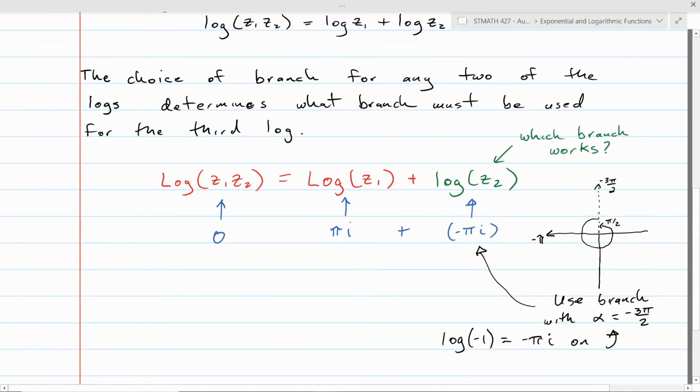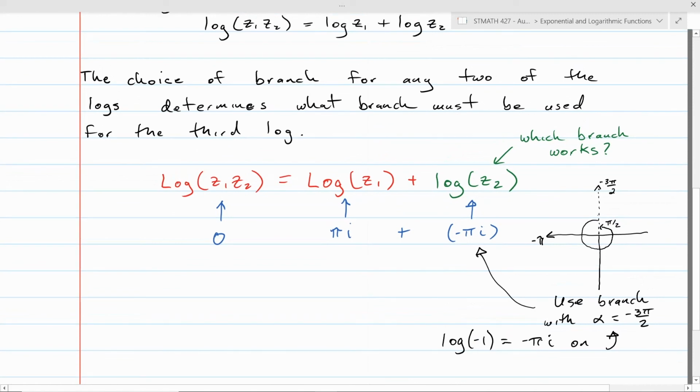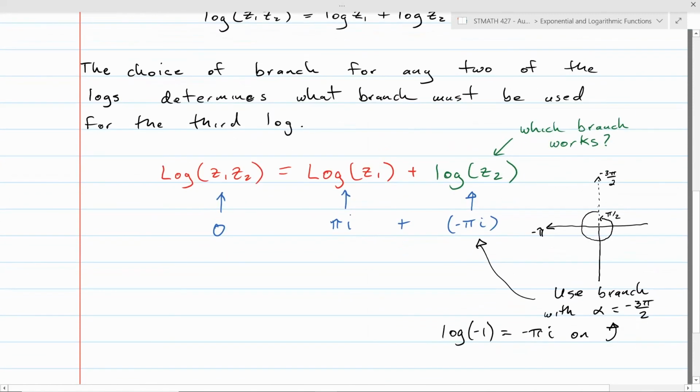So anyway, it's sort of a subtle thing. You have to really think about these logarithms. They're a little tricky.